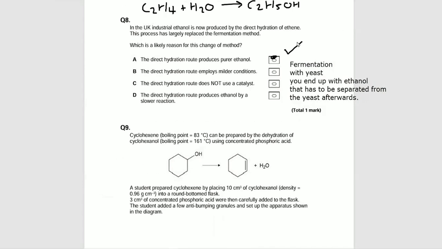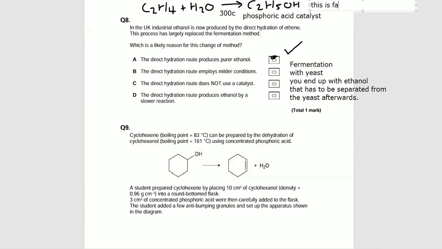Let's look at why the other answers are incorrect. For part B, the direct hydration route employs milder conditions. Well, that's not true. We use 300 degrees in the industrial production of ethanol. You don't have to be exact, but it's a very high temperature, up to about 300 degrees. And we use a phosphoric acid catalyst. So that takes out C, which said the direct hydration route does not use a catalyst. No, it does. It uses a phosphoric acid catalyst.